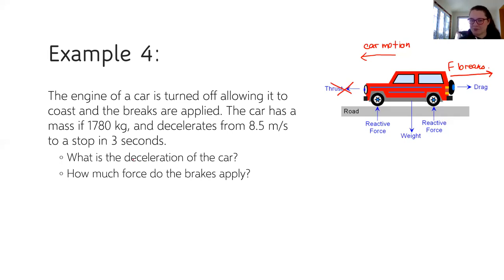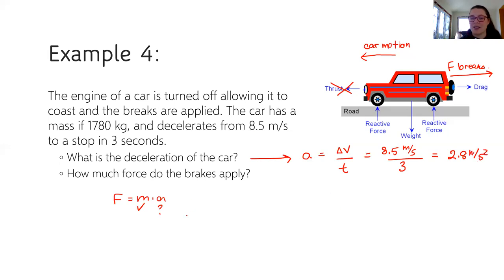First of all, the formula for force is mass times acceleration. I know how much mass the car has, but how much is the acceleration? We want to figure that out, so that's what we'll do first. Remember, acceleration is the change in velocity, or the change in speed, divided by how long it takes to do the change. So it goes from 8.5 to a stop, which means it changes 8.5 meters per second, divided by 3 seconds, which gives us an acceleration of 2.8 meters per second squared.